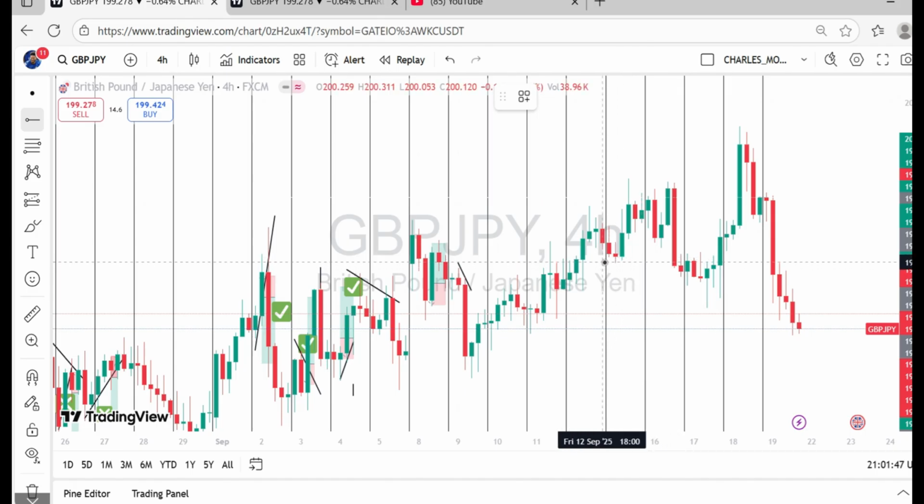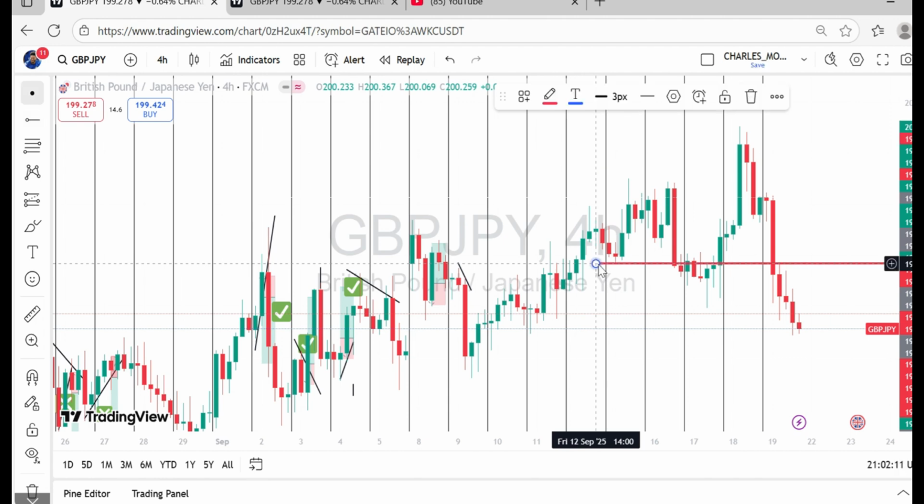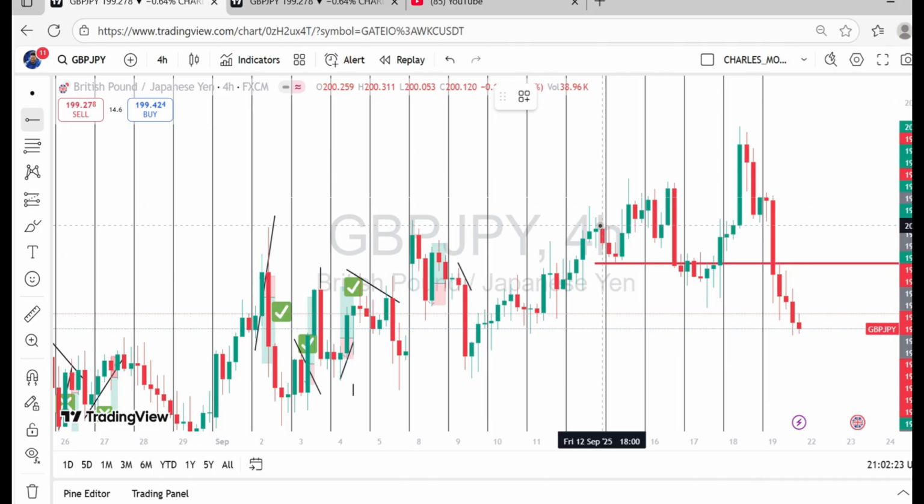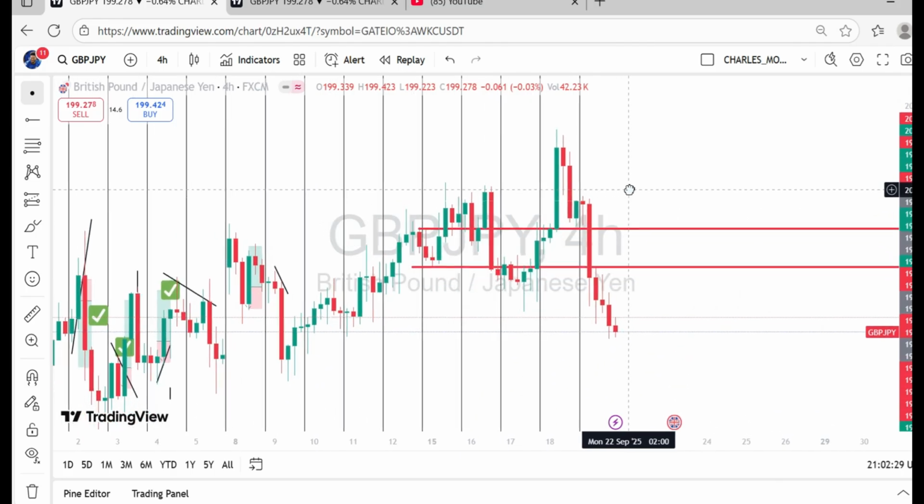So back to today's video, you can see what I basically do every Monday is mark out the first two 4 hour candles on Monday, which is what we are seeing here. This is the first one, and this is the second one. You mark the low of the second candle or the first, whichever is the lowest. Then you click that horizontal line again and mark out the recent high of the candle, which is this. Guys, you can see what I'm showing you.